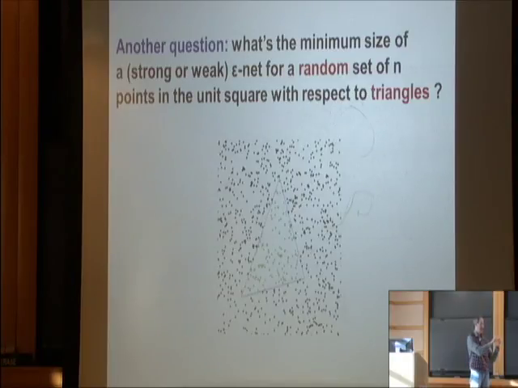Because as I said, there was this result of Bach and Tardos that for aligned rectangles, and actually there it works for random set of points, but they don't know how to prove anything for weak epsilon nets.